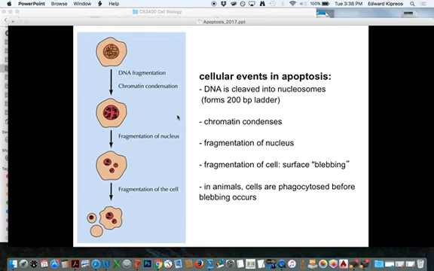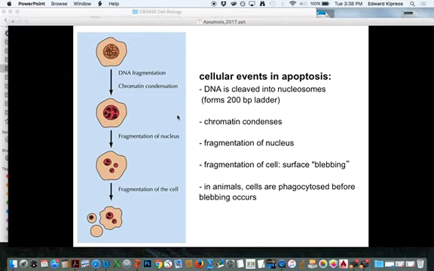All right, so these are some of the events that would happen if you looked at an apoptotic cell. What you would notice is chromatin starts to condense, and DNA starts to fragment. And then it gets cleaved, right? The fragmentation is just cleavage. There's a DNase that's cutting it up.